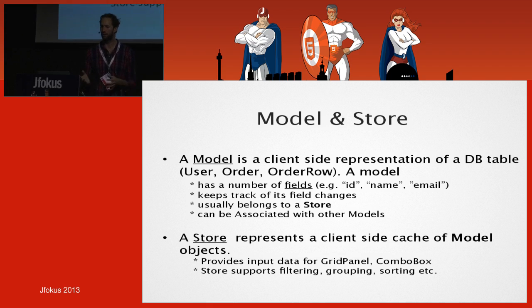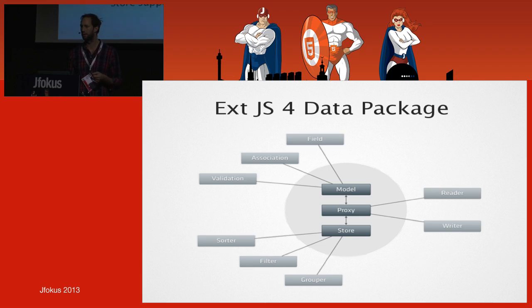And then the higher level ones are the model and the store, where the model encapsulates a database table, like a user table in the database. You have a user model in the client. Pretty straightforward. And a store is essentially a cache of a list, a glorified array, if you will, of those model objects. So the store is what you plug into the combo box or the grid panel or tree. All those are driven by stores. And you can filter those and group and sort and so on, and the UI will immediately refresh.